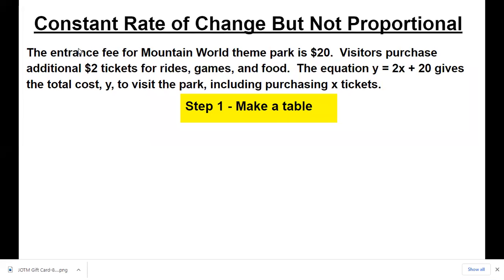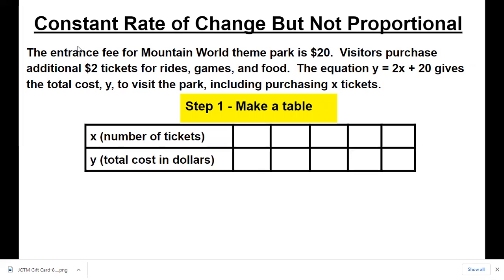So step one is to make a table. So x is going to be our number of tickets that we buy, and y is going to be the total cost that we're spending. So y equals 2x plus 20. We're going to pick numbers that are reasonable. So let's say we don't buy any tickets, we just go walk around. So we're going to put 0 in for the number of tickets we buy. 2 times 0 is 0, plus the $20 to get in, we're going to pay $20 for the day.